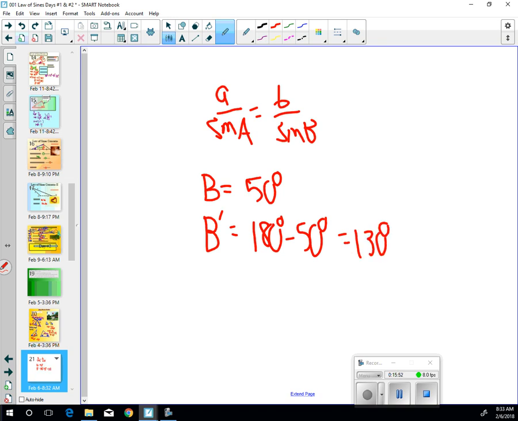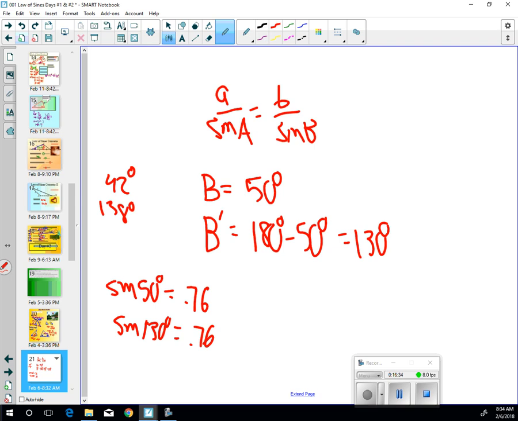Oh, just for fun, take your calculators. What's the sine of 50? 0.76. Take the sine of 130. What'd you get? Do you think that's why you have two answers? Yeah. Try this one. 42. Sine of 42. And what was 180 minus that? 138. What's the sine of 138? Same thing. Okay. That's why. So you get one answer, you get 180 minus to get the other answer.